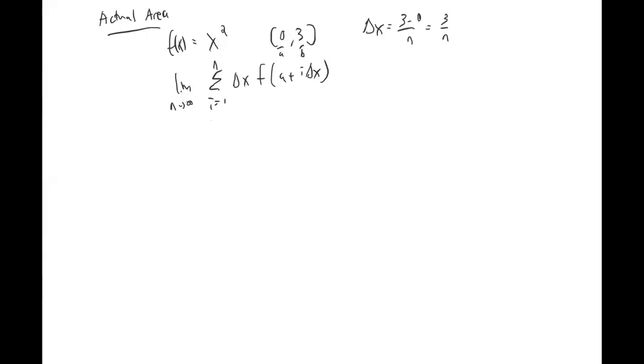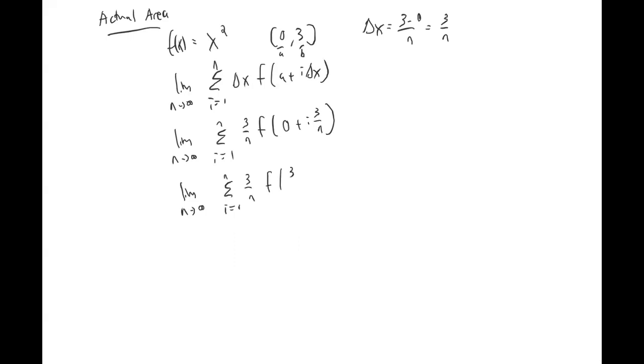Now, what is a? a is 0. So I can start plugging things in now. Delta x is 3 over n. f of 0 plus i times 3 over n. It's nice that a is 0, so it makes things much simpler. So I get the sum i equals 1 to n, 3 over n, f of 3i over n.